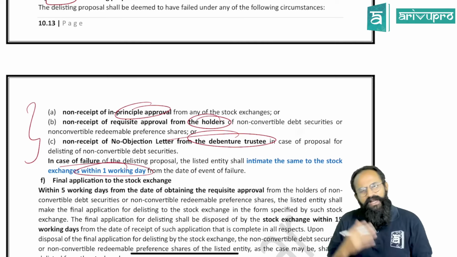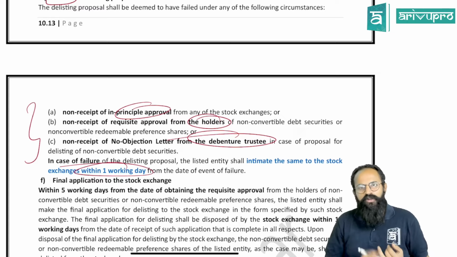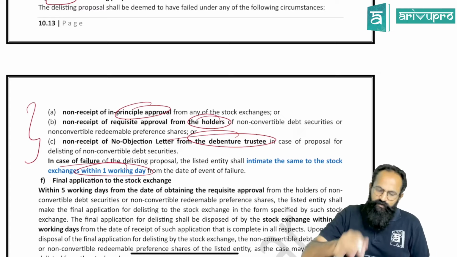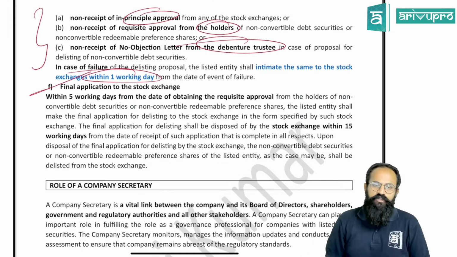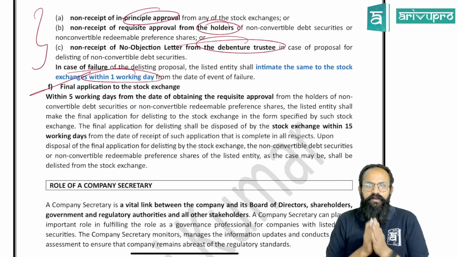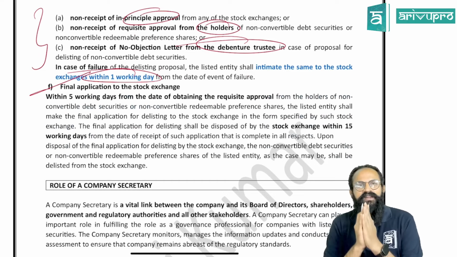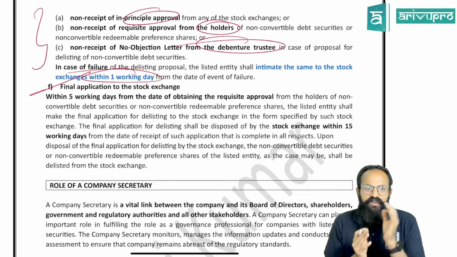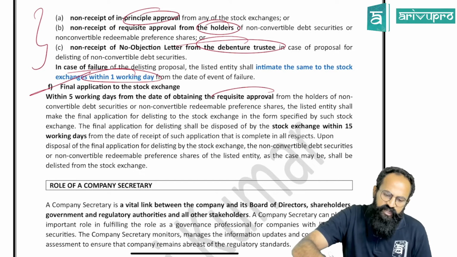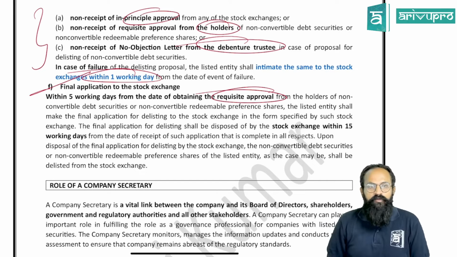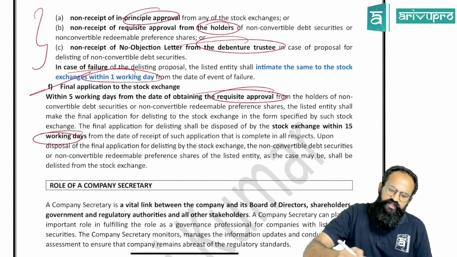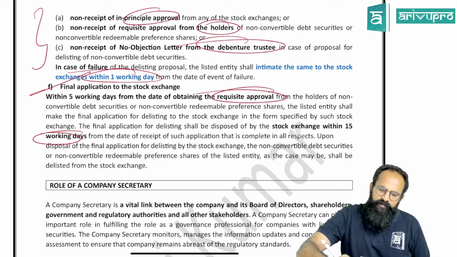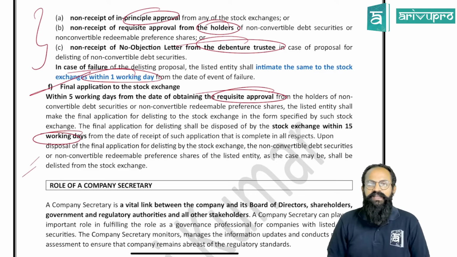Sir, once we have got all the approvals, from the holders as well as the debenture trustee, you will file one final application to the stock exchange: sir, I've taken everything, please give me the final delisting approval. Within 5 working days from obtaining the requisite approval from the holders as well as the debenture trustee, and the stock exchange shall, within 15 working days from the date of receipt of the application, respond and give the final delisting order.